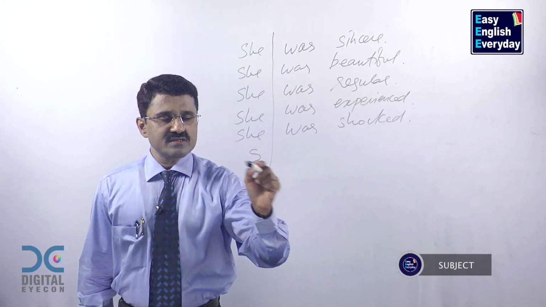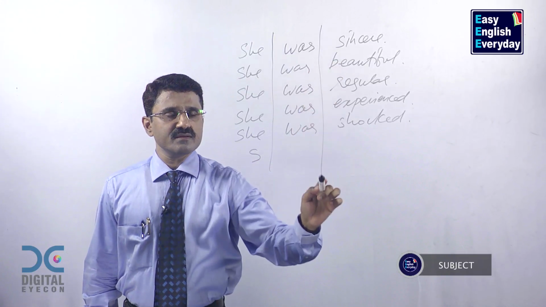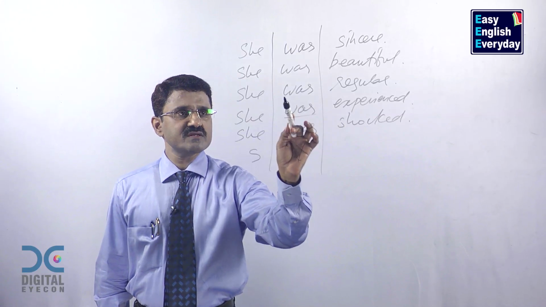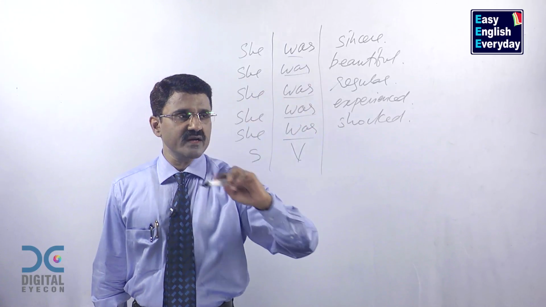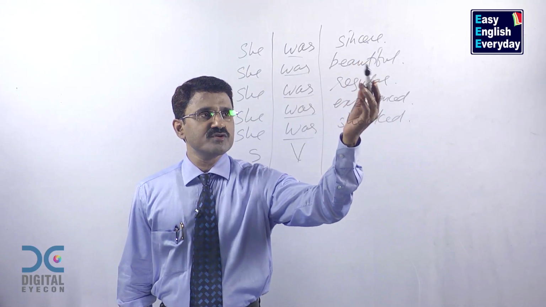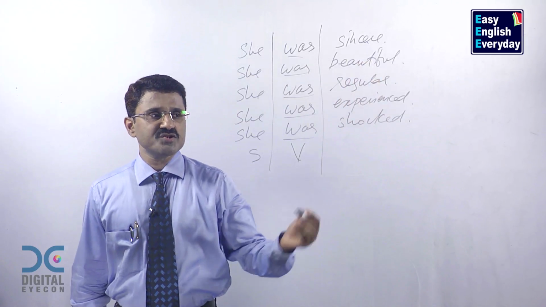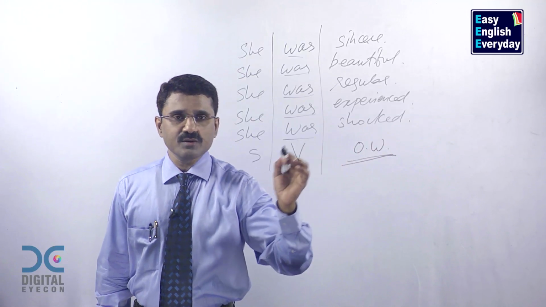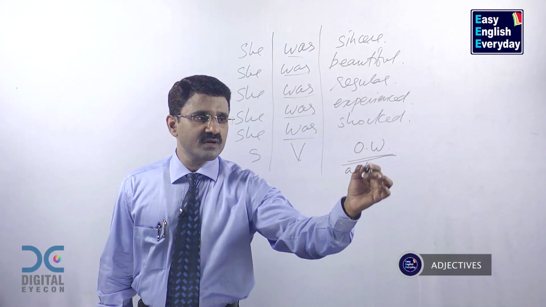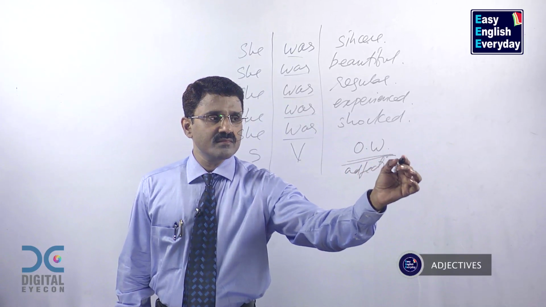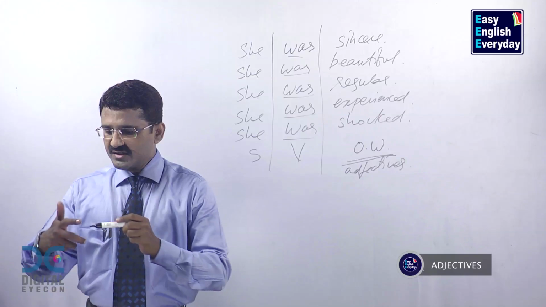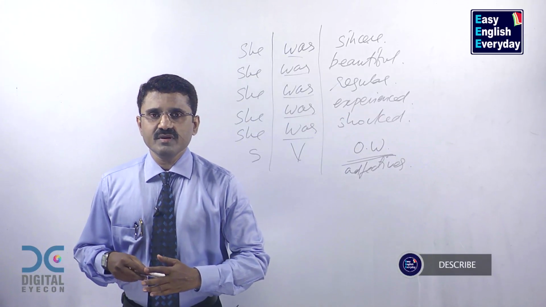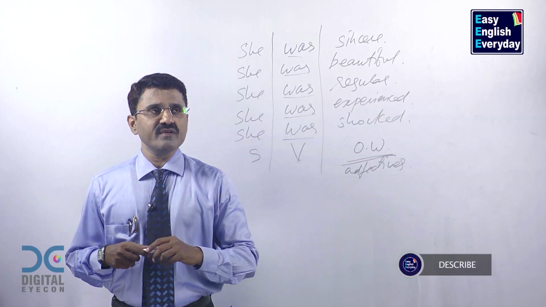This is called subject, and this is called verb. Here we are using was. It indicates past tense. I repeat: sincere, beautiful, regular, experienced, shocked. All these come under the category other words, and grammar calls them adjectives. Adjectives are the words which are used to tell more, to describe a living thing or a non-living thing.